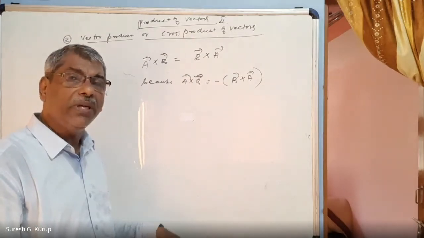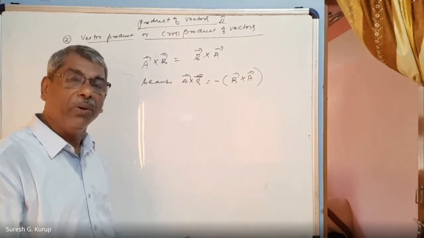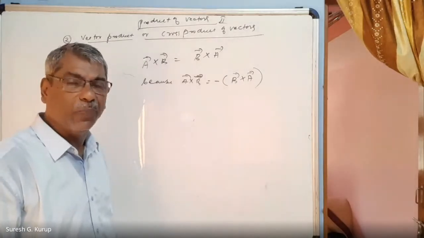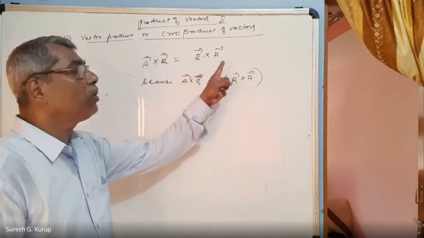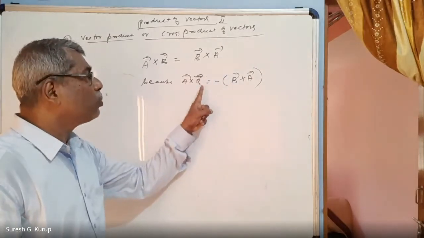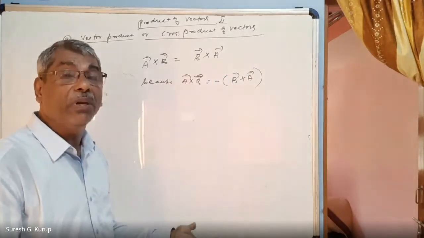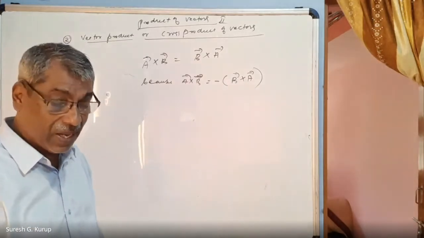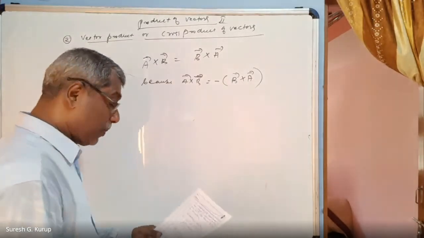But A dot B is always equal to B dot A, because that is only magnitude. The cross product needs a direction also. A cross B is not equal to B cross A, because A cross B is equal to negative of B cross A. That is the condition, right?